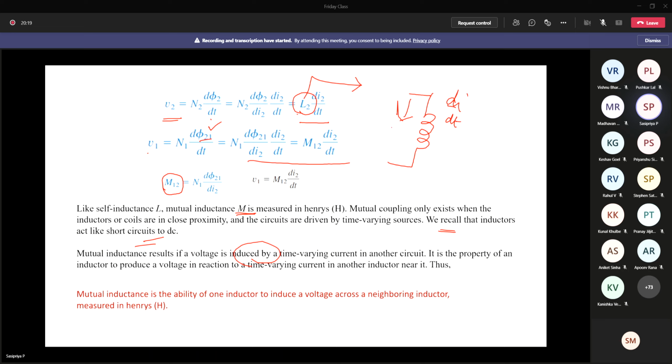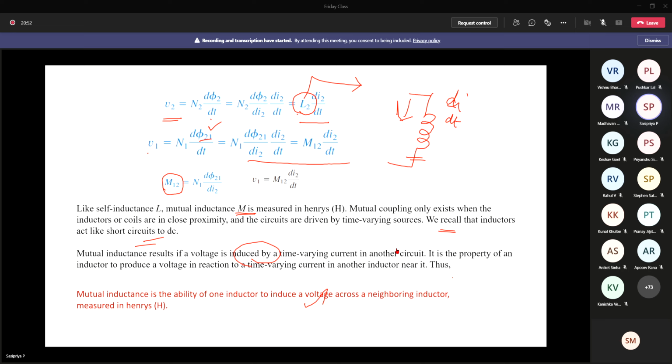When you have a constant current, you will not have a changing magnetic field and you will not have voltage. So the voltage will be zero and this will behave like a short circuit. So here the mutual voltage is also possible only when there is a change in current. Otherwise, this will also behave like a short circuit. How do we understand this mutual inductance? Mutual inductance is the ability of an inductor to produce a voltage across a neighboring inductor.